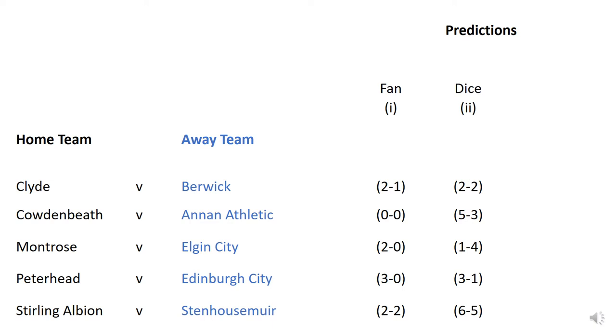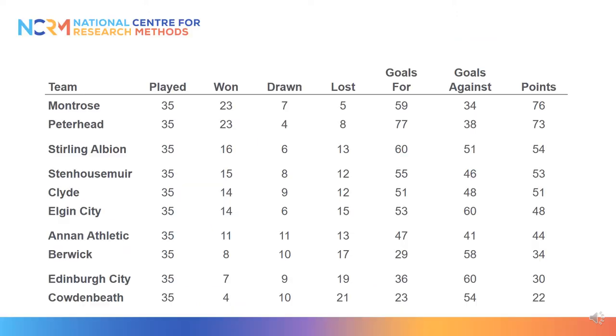I've also constructed a set of random predictions decided by a 7-sided dice, and here they are. Now let's just look at the data that have been generated by the games played in the league so far. Montrose are at the top of the table with an impressive 76 points, whereas Cowden Beath are at the bottom of the table with only 22 points.